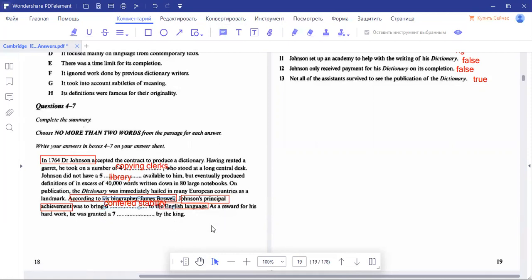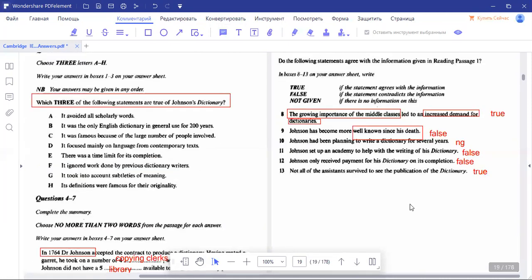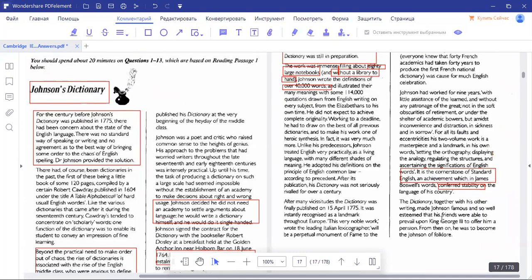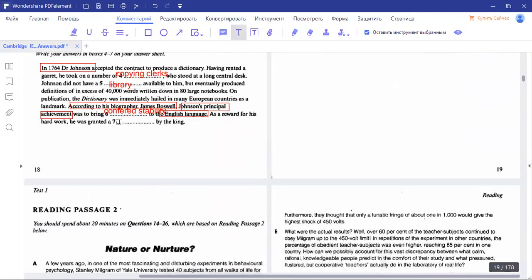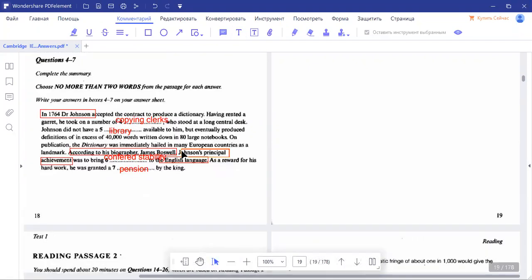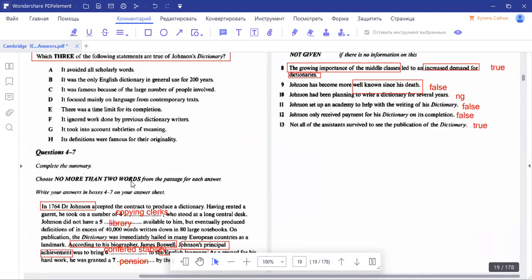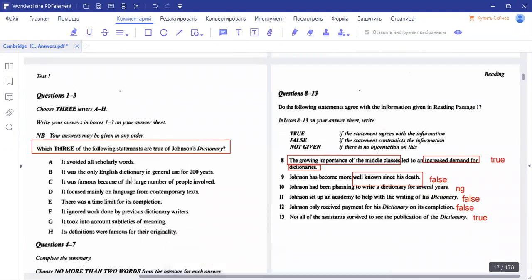And as a reward, like as a prize, he was given something. King George III gave him a pension. Pension. Okay. Lucky boy. I mean, of course, it's not like he didn't deserve everything. Like he just did everything with his bare hands.